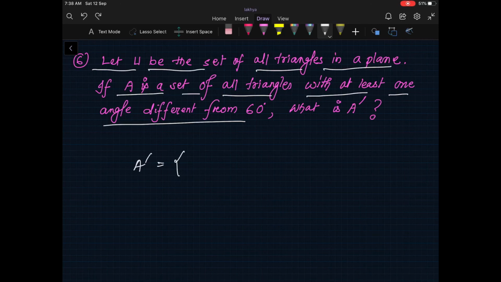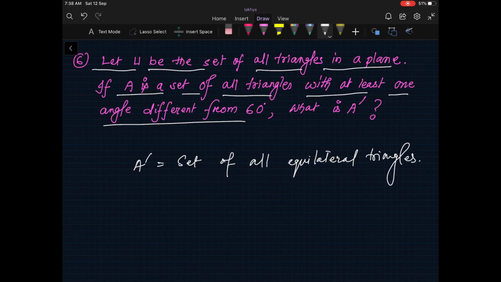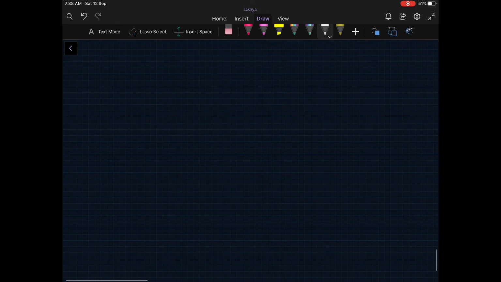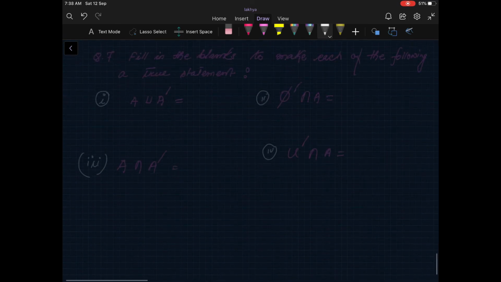So A complement will be equal to the set of all equilateral triangles. So that is the answer of this question.